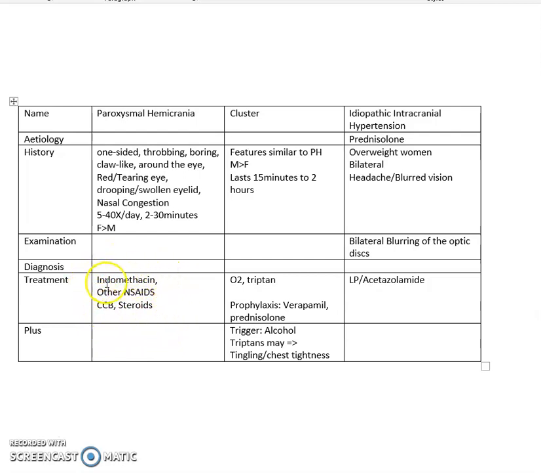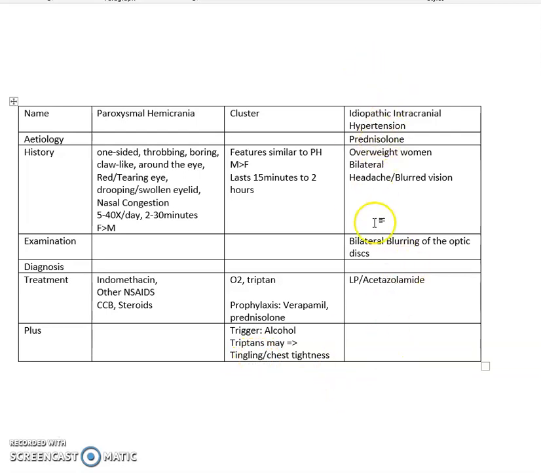The treatment is indomethacin, other NSAIDs, calcium channel blockers and steroids. On the other hand, cluster headaches can be treated with oxygen and triptan, and the prophylaxis is verapamil and prednisolone. I put a short note here. It is for us to know that alcohol could trigger cluster headache, and triptans may also lead to tingling and chest tightness.